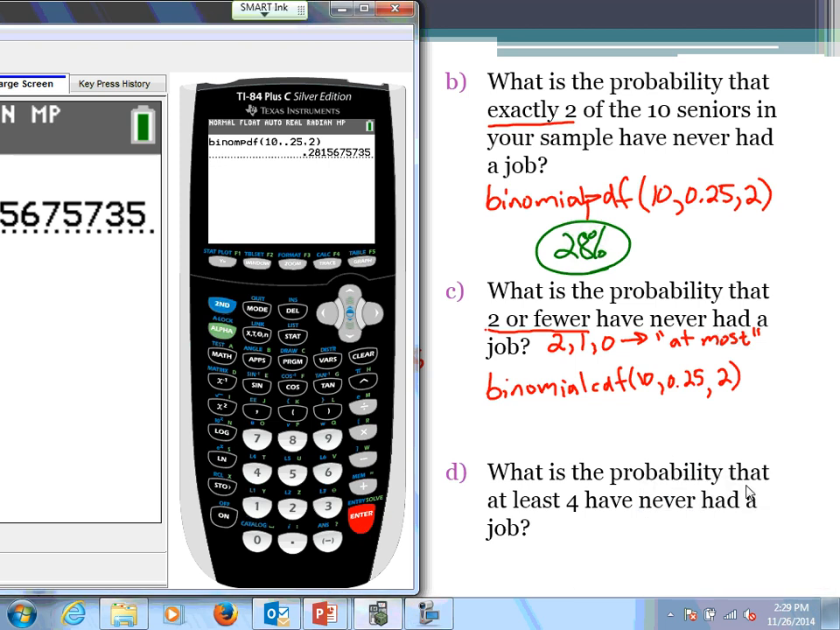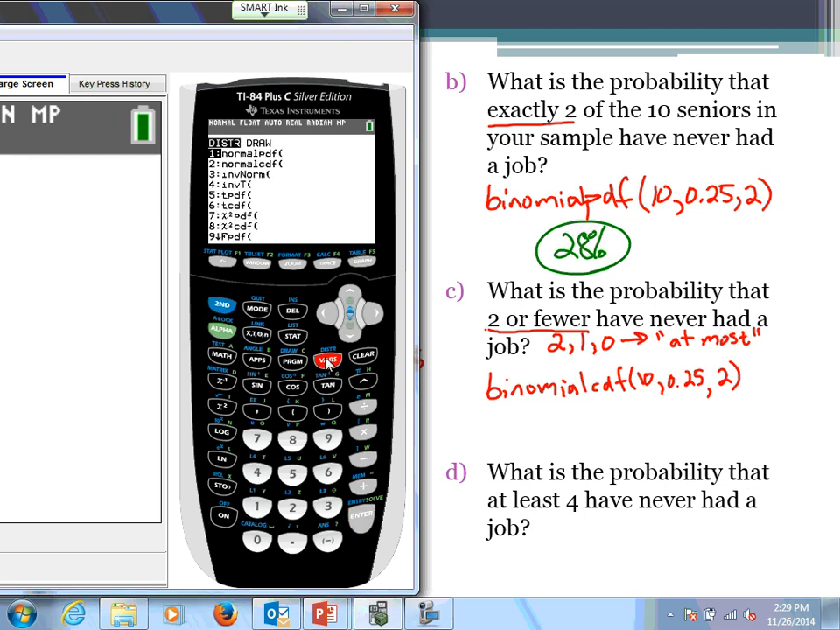So again, we input this into our graphing calculator. Again, I'm going to choose my distribution menu. I'm going to scroll down again. The one I want this time is B.